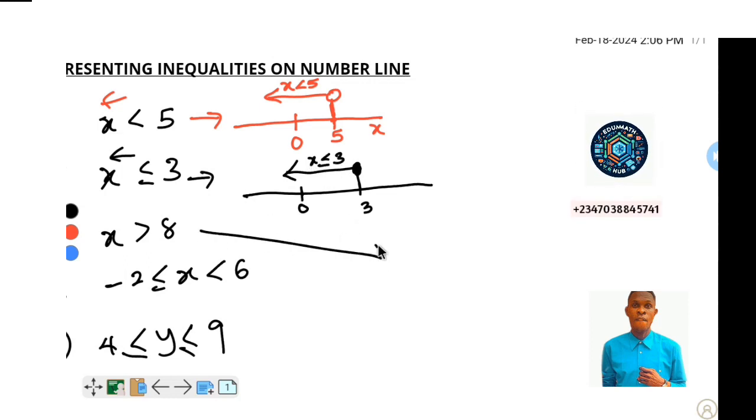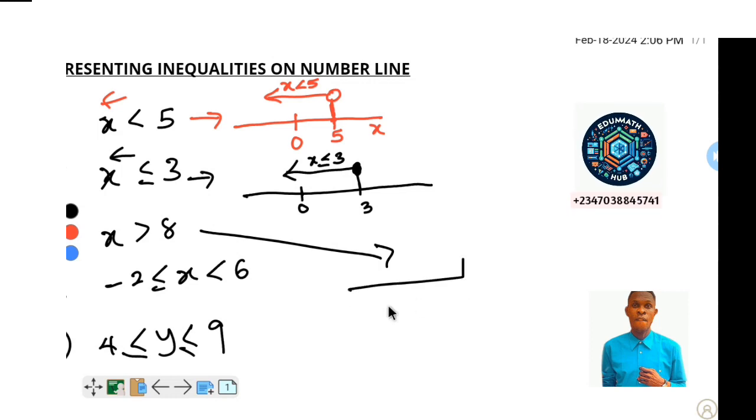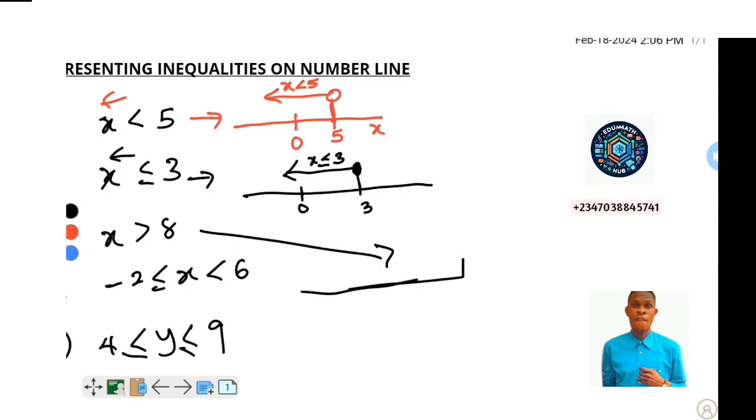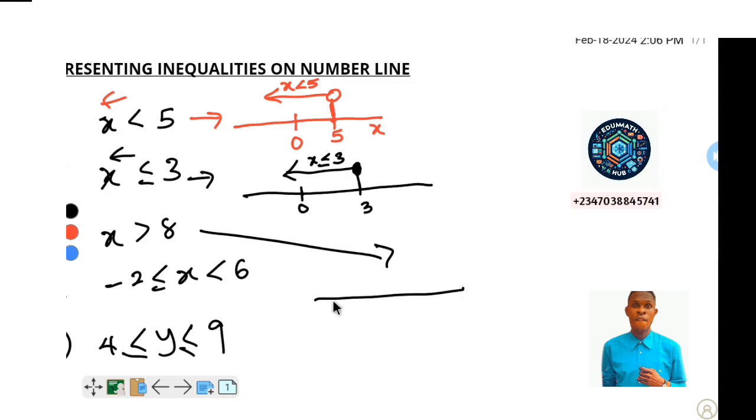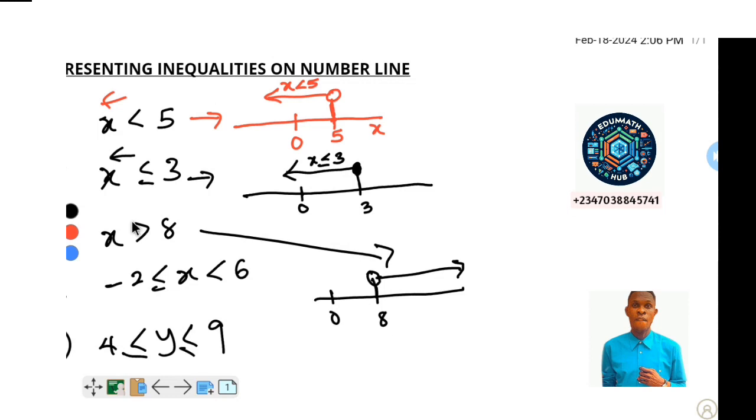Then this one is very straightforward. You just draw a straight line. You are told that x is greater than 8. So just draw a straight line. This is 0 here and this is 8. This is an open interval, so don't shade it. Just draw the circle and don't shade it, because it's not greater than or equal to. Then the arrow will point to the right, because you can see this arrow is pointing in this direction. Then you write x greater than 8 here.